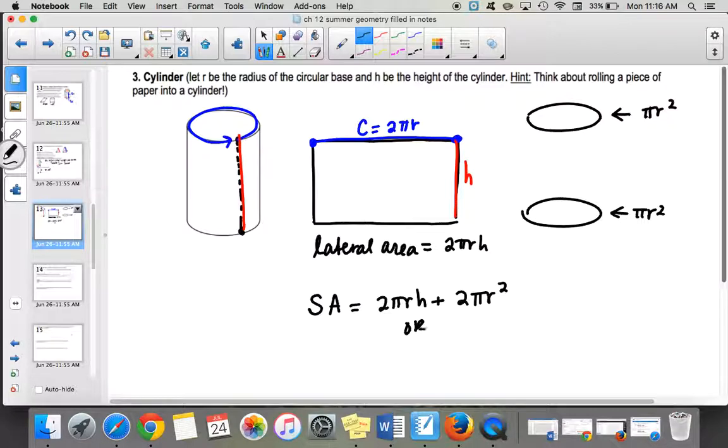So the way we're thinking about that is our circumference times our height added to 2 of our area of our bases. And the reason we sometimes think of it that way, I'll write S for surface area, is because that's how it's relating to the prisms as well.